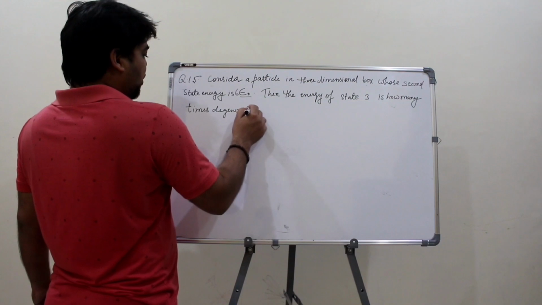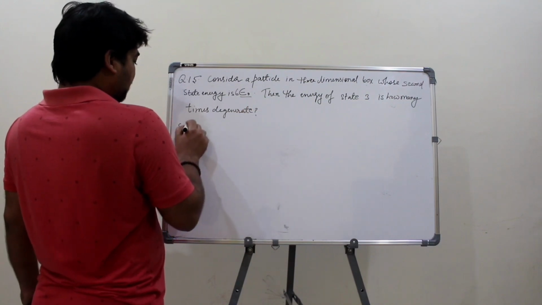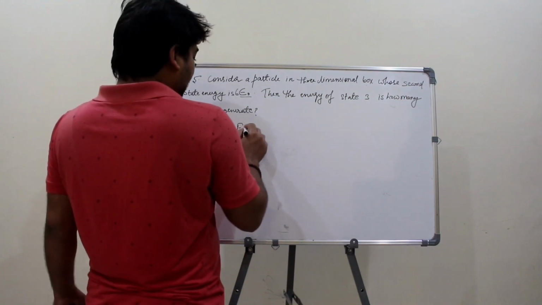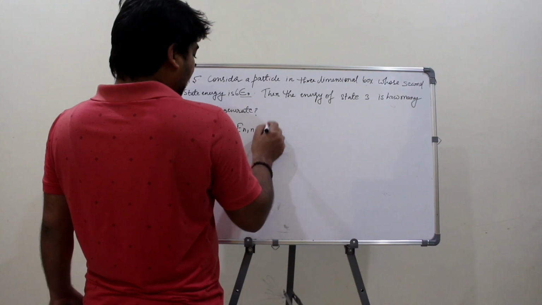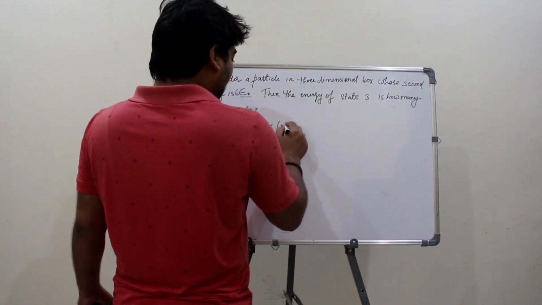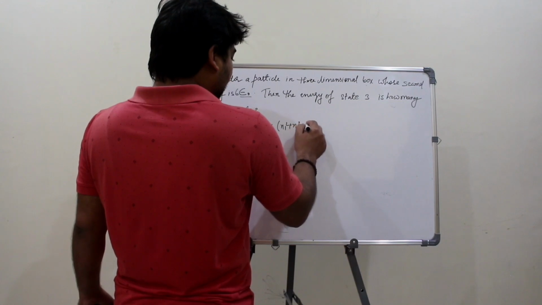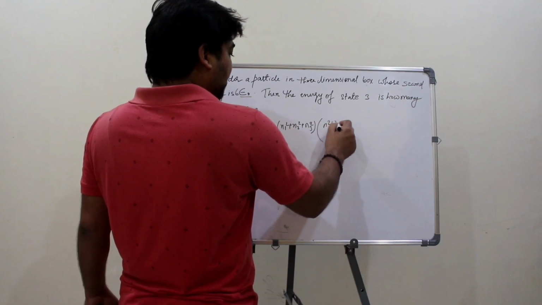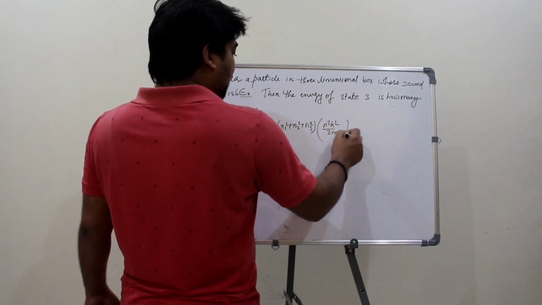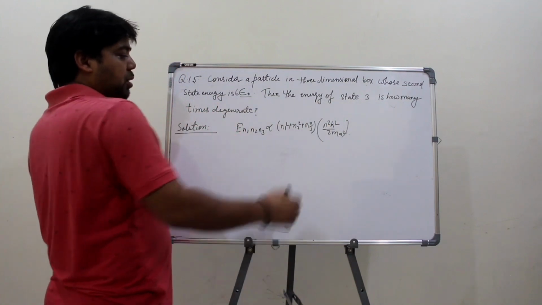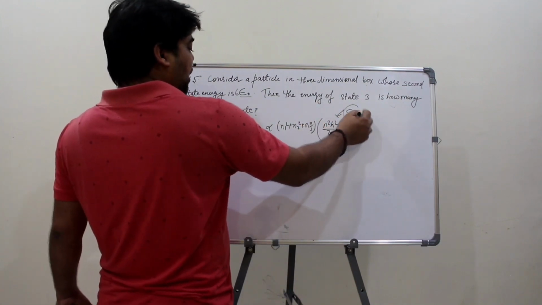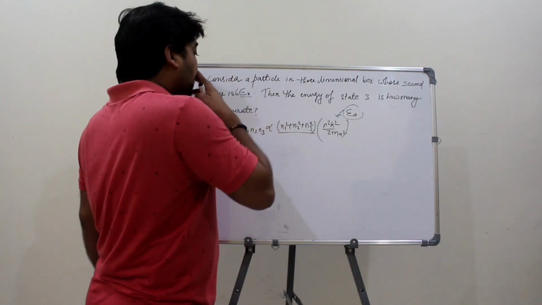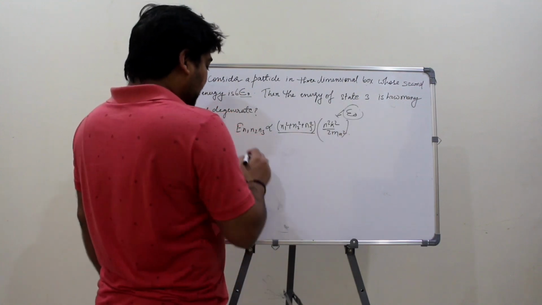So if you look at it carefully, now we have the 3D box. So how is the energy filled? So E(n1, n2, n3) is basically proportional to n1 square plus n2 square plus n3 square, where epsilon naught is this term, pi square h square divided by 2m square, right? This term is there. So this is epsilon naught.